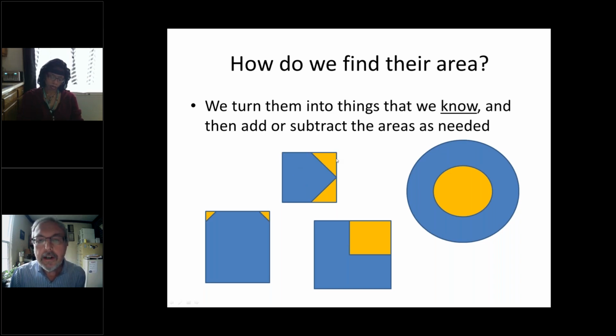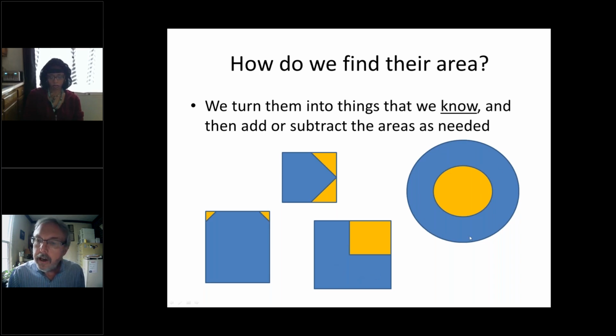Okay, so for this one, we might want to use a similar kind of plan. So here we might turn this into a square, and then subtract off these two triangle areas. For this one, similar kind of a thing. We might turn this into a square, find the area of that whole square, and then subtract off the area of this small square, and then we'd be left with the area of all of the stuff in blue.